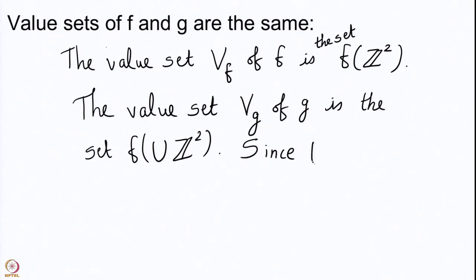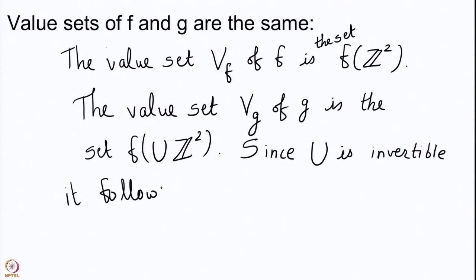So, this is the value set, but since U is invertible, it follows that U Z^2 is Z^2. So, let us think about this. We have applied U to the column vector, say m comma n coming from Z^2.